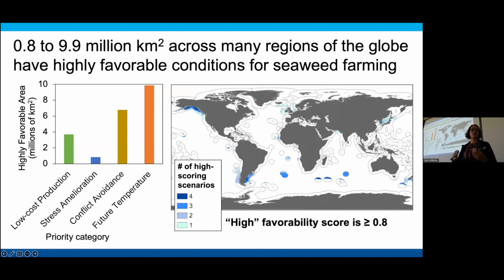And we found these clusters emerging where there's favorable conditions, no matter what you weighted the most heavily. And so these included the Gulf of Alaska and British Columbia, the Galapagos, Argentina, a little bit of offshore Hawaii and New Zealand, and then a few areas in the Southern Ocean.